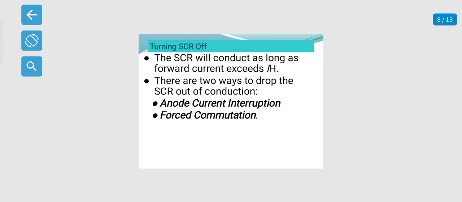Turn off of SCR: as long as the forward current exists, there are two ways to drive the SCR out of conduction: anode current interruption and forced commutation.